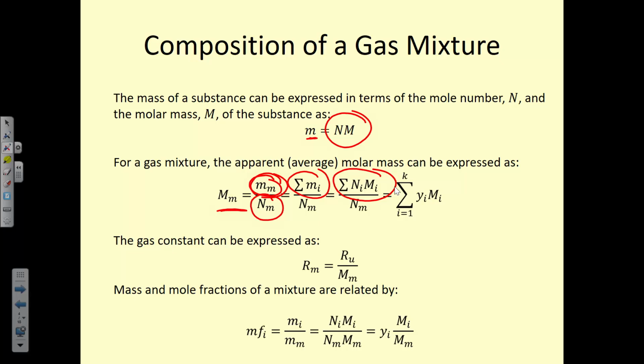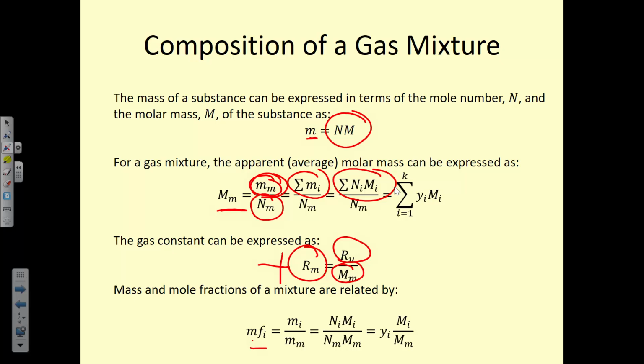Okay, similarly, we can find a lumped average gas constant for our system. So it will be this universal gas constant, which in SI units is 8.31447 kilojoules per kilomole Kelvin. And then you divide through by the molar mass. So this is like finding the gas constant of this mixture. You're dividing through by the molar mass of the mixture using the universal gas constant.